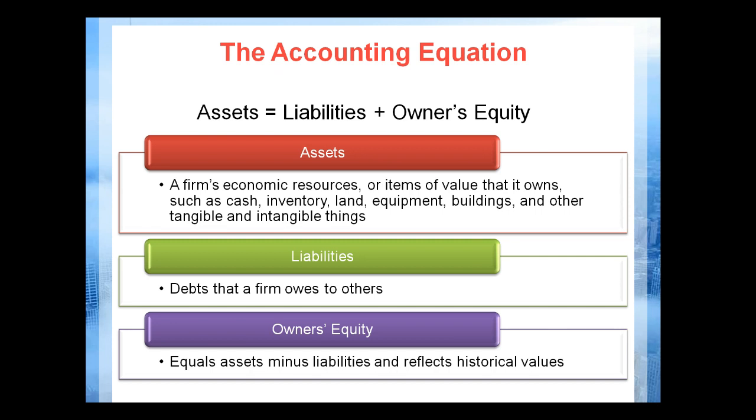A liability is a debt. It is something that you owe to somebody else. The individual could be a shareholder, it could be a vendor, it could be a bank, it could be the government, but it is something that is owed to someone else. You have an obligation. Equity is the actual value of the organization, equivalent of the assets minus the liabilities.